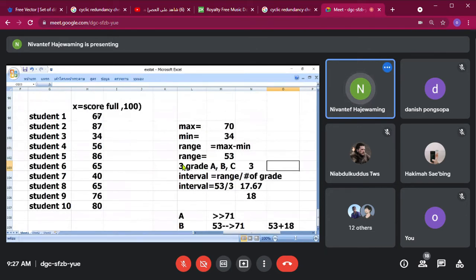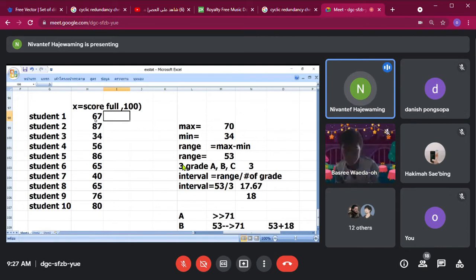We have only raw data. Do nothing. We have to find the average. We have to find the standard deviation. Nothing about statistics. We find only the difference of maximum and minimum. We convert, and we need to grade A, B, C. We can find the interval of score between A, B, C. It is the range divided by the number of grades.